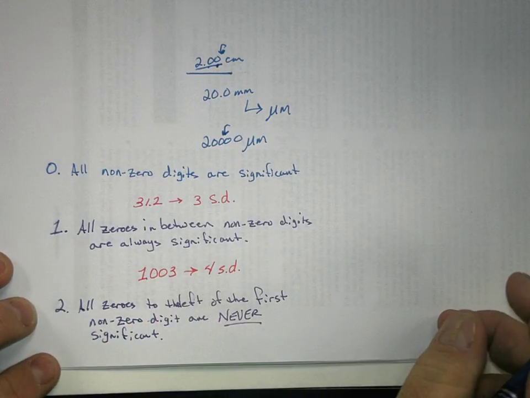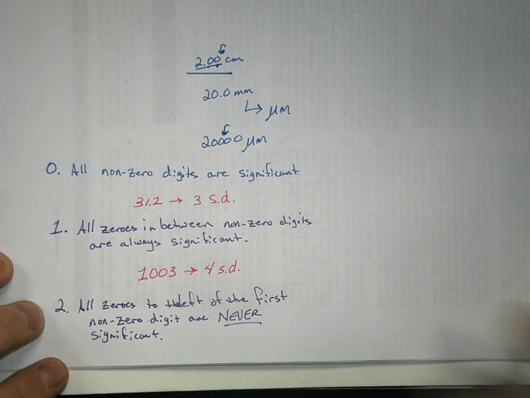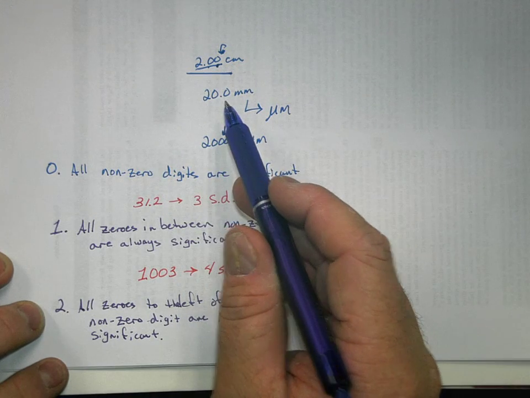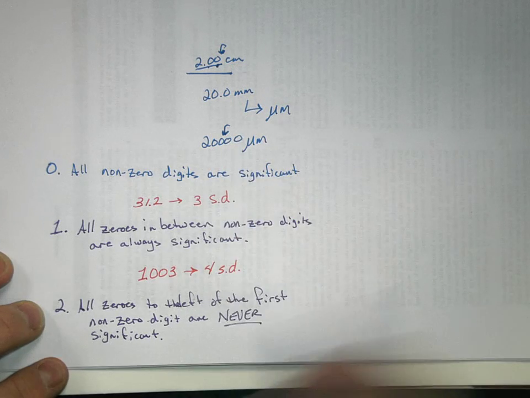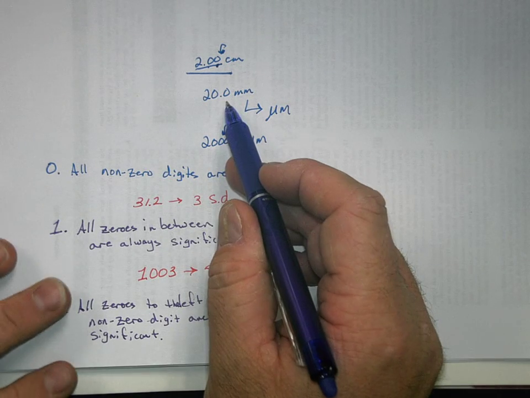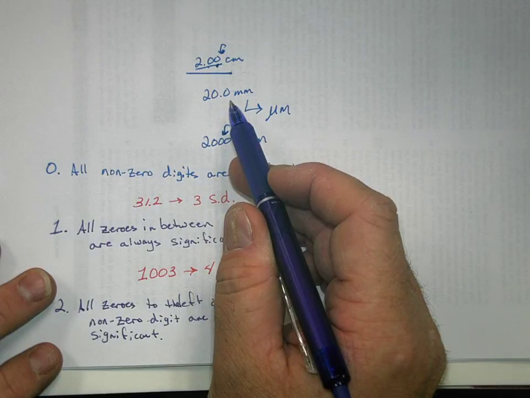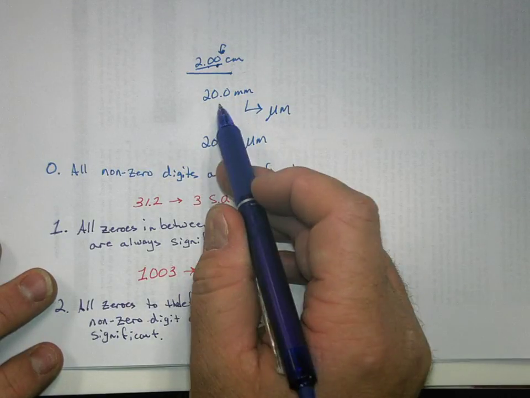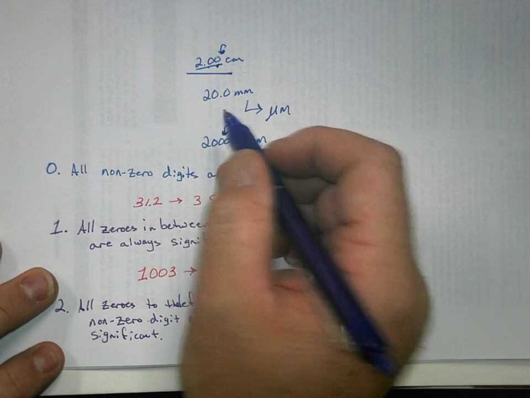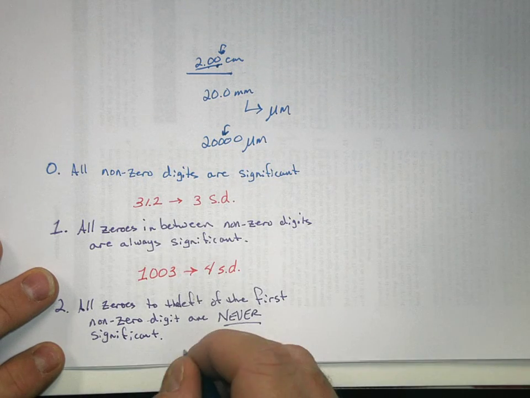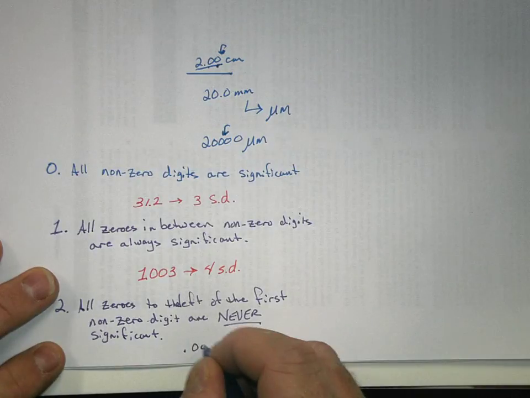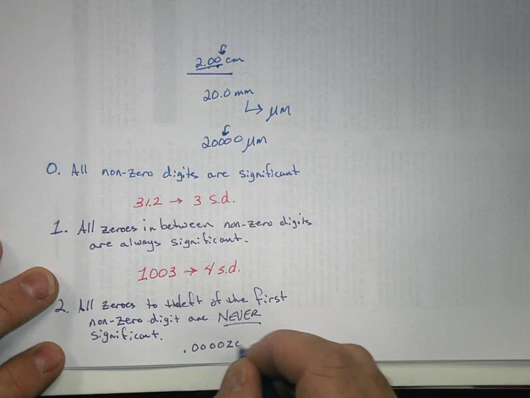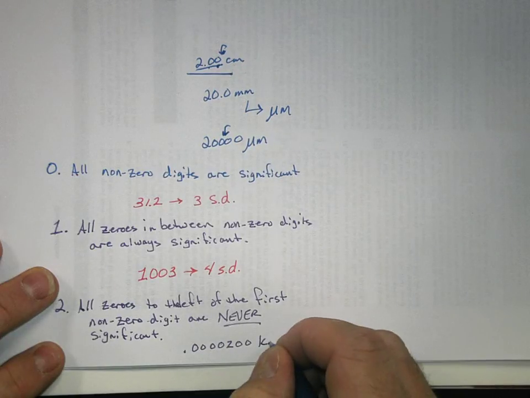Okay, so here's my example. We discovered that this was 20 millimeters, right? 20.0 millimeters. If I were to measure this in kilometers, we still know that this many millimeters, but the decimal is going to fly way out to the left, and it's going to be 0.0000200 kilometers.